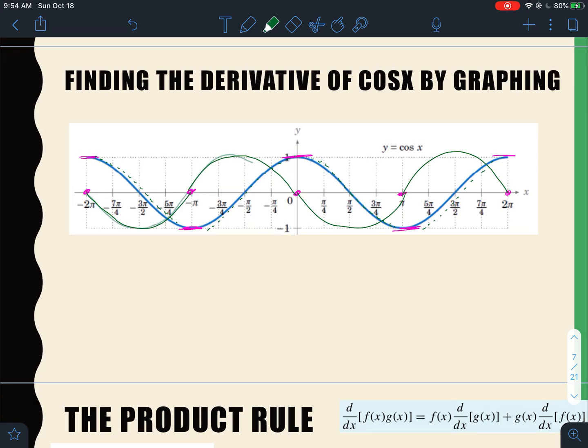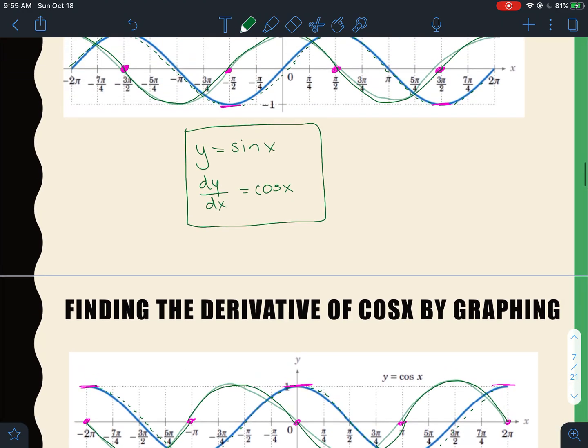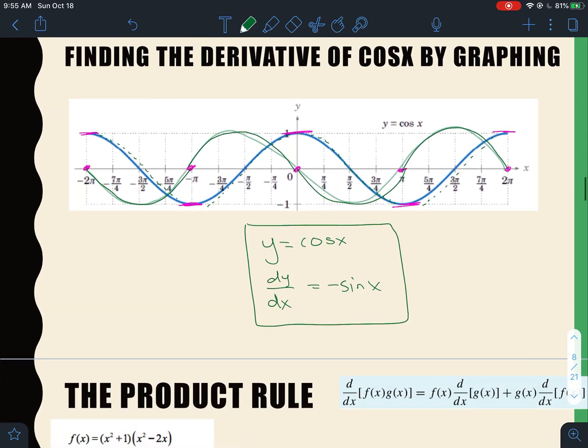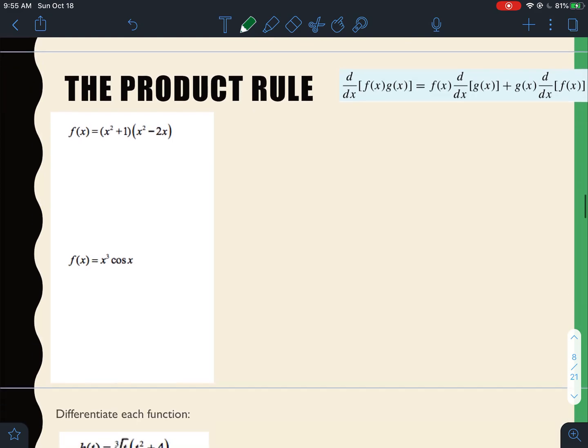That graph looks like a graph we know. It crosses through at 0, but it goes down first. So it is the opposite of sine. So the derivative of cosine is negative sine. It's the reflected sine graph. So the derivative of cosine is negative sine. And so those are two derivatives you should memorize. The derivative of sine is cosine, and the derivative of cosine is negative sine.